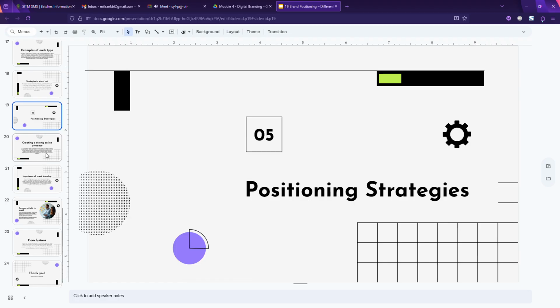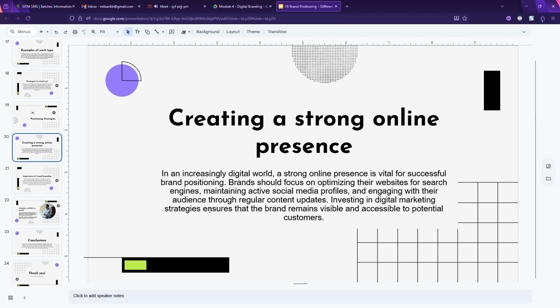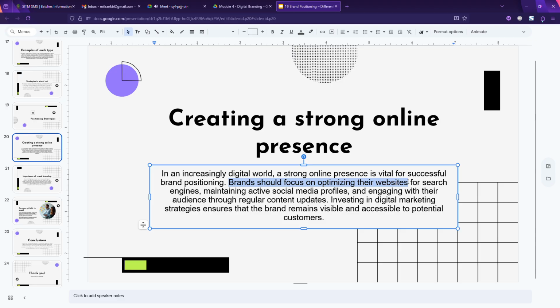The positioning strategies. So, creating a strong online presence, brands should focus on optimizing their website for search engines. Optimizing their website also means that their website should be fast. If it takes like 10-15 minutes for a website to load, then people will lose interest. If it's very important, only then maybe people will wait. But if not, nobody is going to stay there. So it should be fast loading, and with SEO, SEO is for the content. It should be easy for search engines to search through the website, and for people also it should be easier to go through the website, where the UI, UX, the layout design, user interface, user experience, matters.